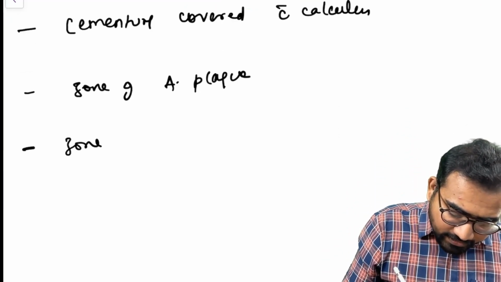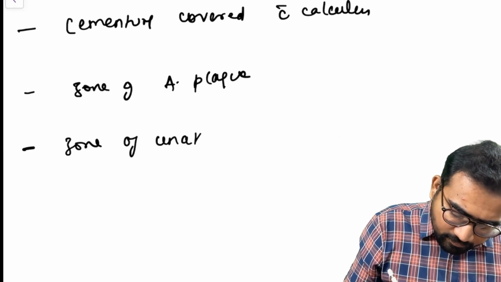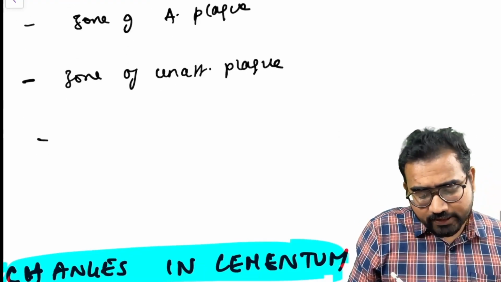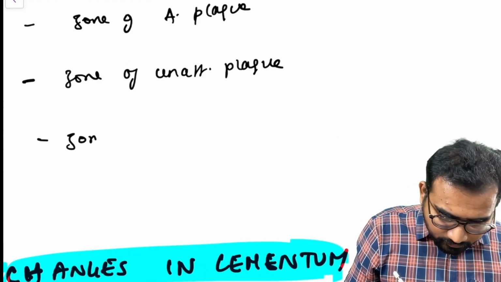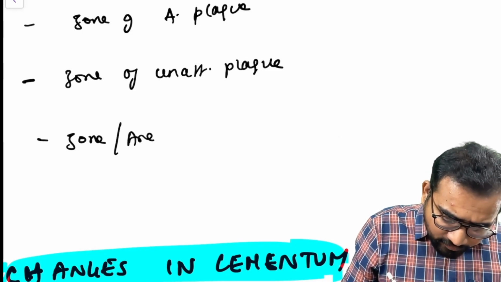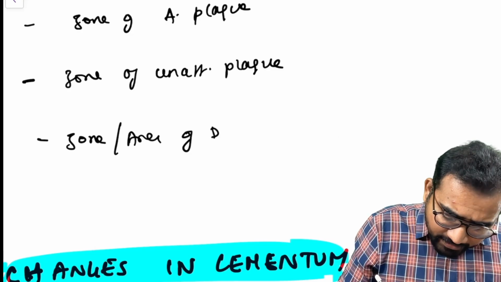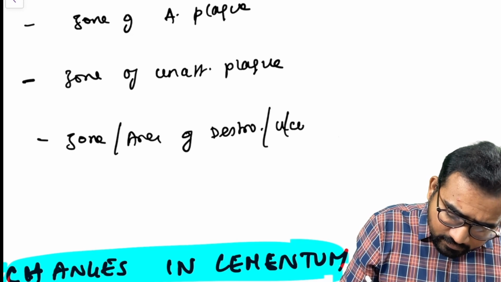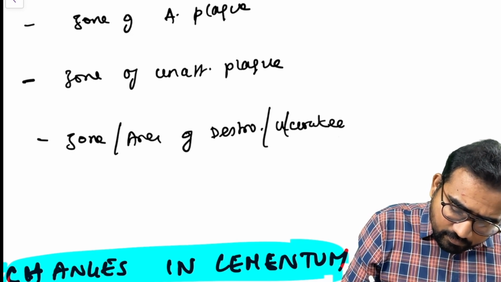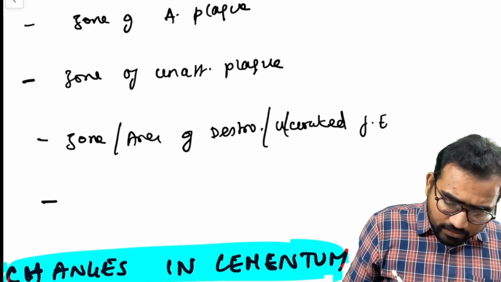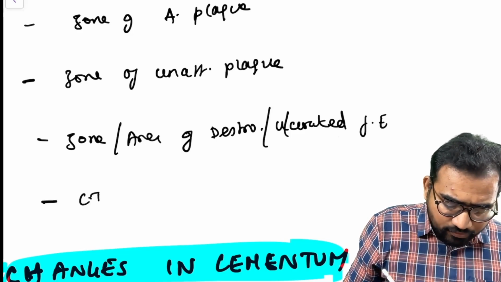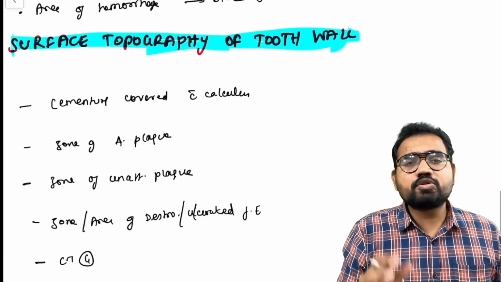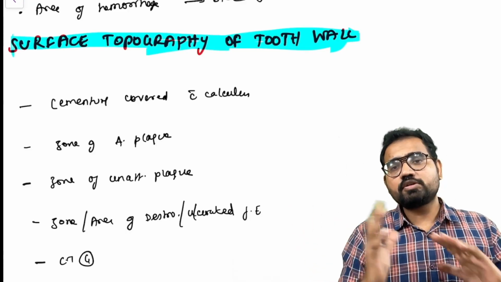Zone of unattached plaque, and then there will be a zone of, or area of, damaged or destroyed or ulcerated junctional epithelium, and also there will be connective tissue, especially gingival connective tissue. So this is what you see on the tooth surface. Soft tissue wall, tooth wall.